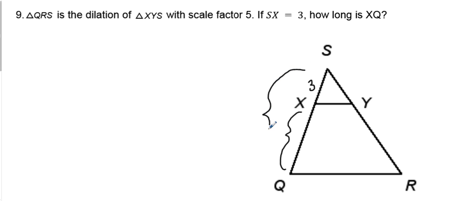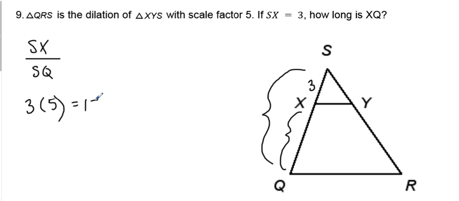Now what I'm actually going to do is first find SQ, because SX corresponds to SQ. SX is the left side of the small triangle, and that corresponds to the left side of the big triangle. If SX is 3, to find SQ, I'm going to multiply 3 by 5. Now 3 times 5 is 15. So the left side of the big triangle is 15.